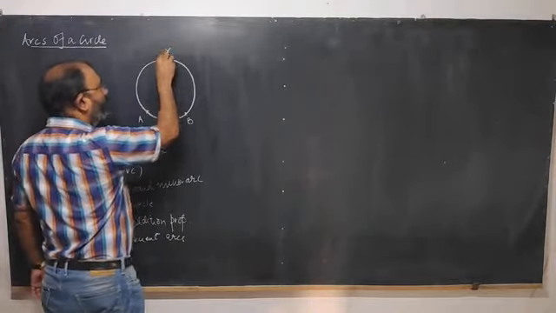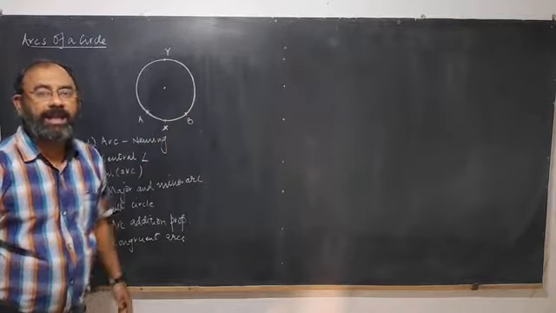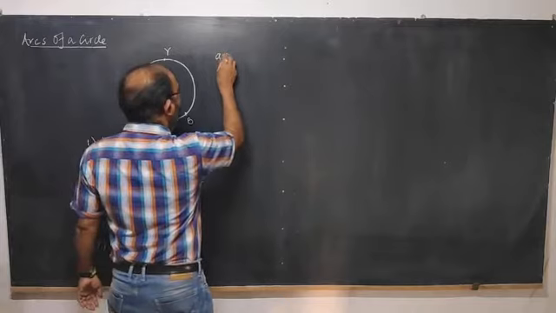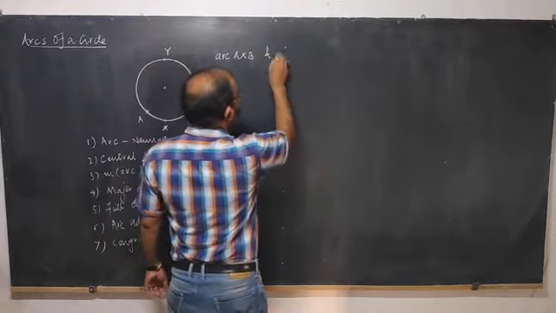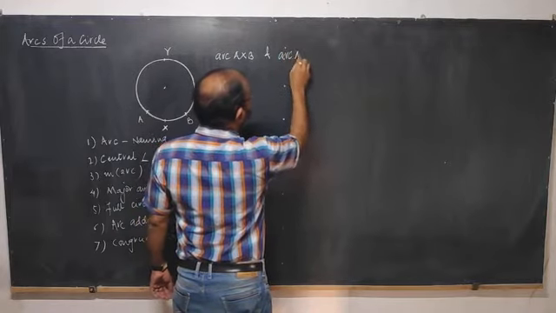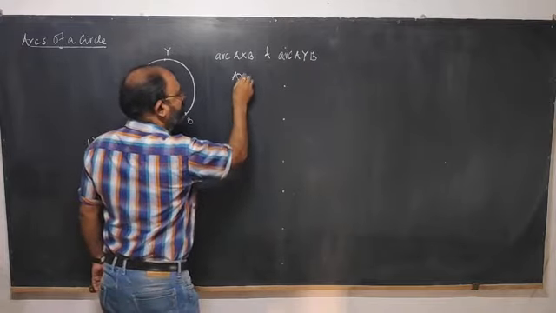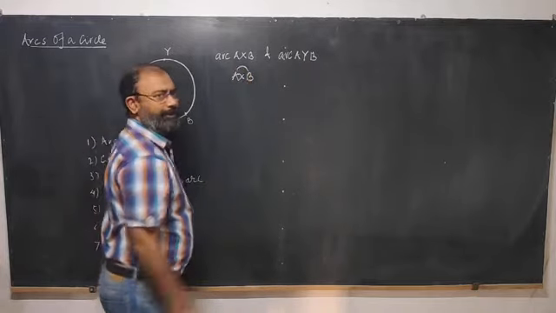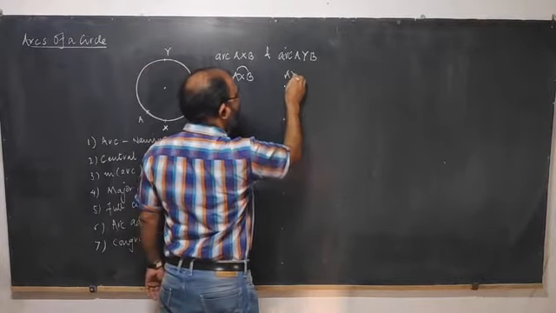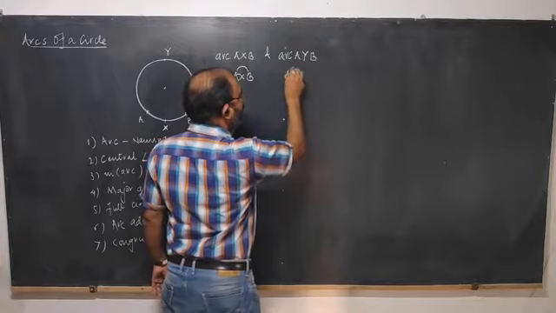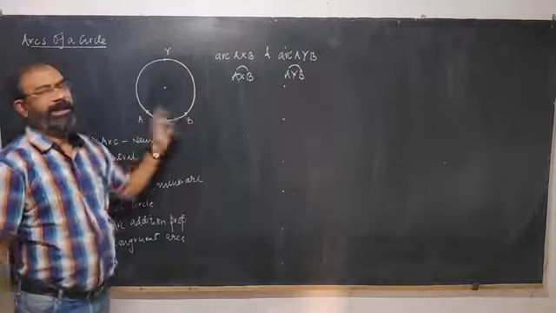Now I can take one more point here, Y, and this arc can be named as arc AYB. So arc AXB and another arc is arc AYB. In CBSE, arcs can be written in this way also. CBSE allows you to write arcs this way. This is a convenient way to write arcs. Arc AYB, arc AXB. Okay. So this is the arc of a circle. This is another arc of the circle.